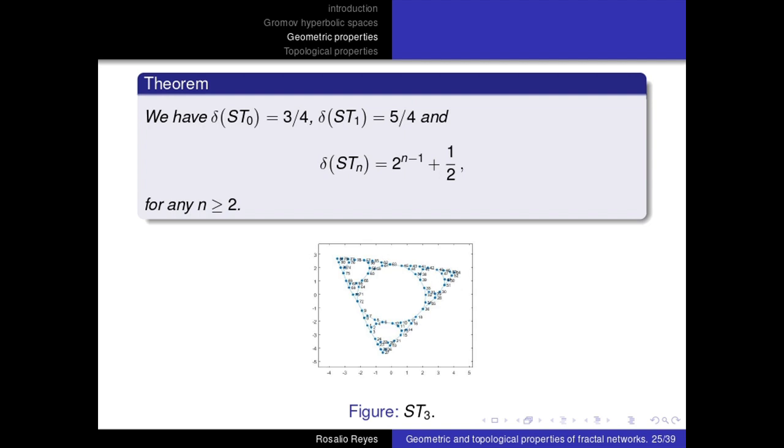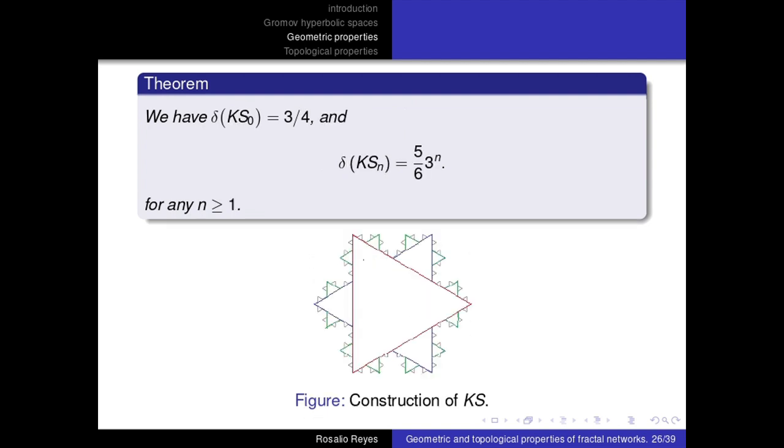In the case of the Sierpinski triangle, we have that for n equal to 0, the constant is equal to 3/4. For n equal to 1, delta is equal to 5/4. Finally, for n greater than 1, we have that delta is given by the expression we see on the screen. For the case of the Koch snowflake, we have for n equal to 0, delta is 3/4, and for n greater than 0, delta is 5/6 of 3 to the power of n.